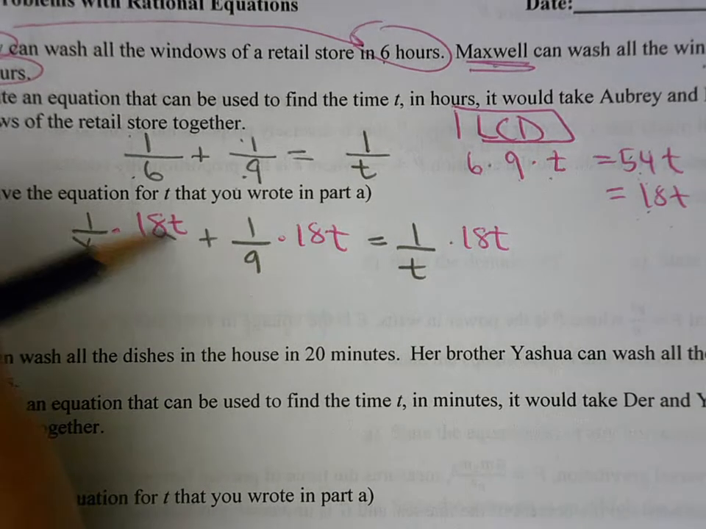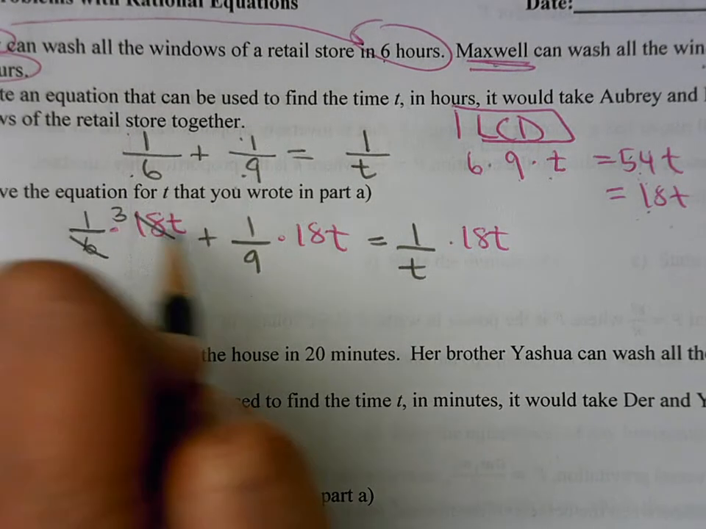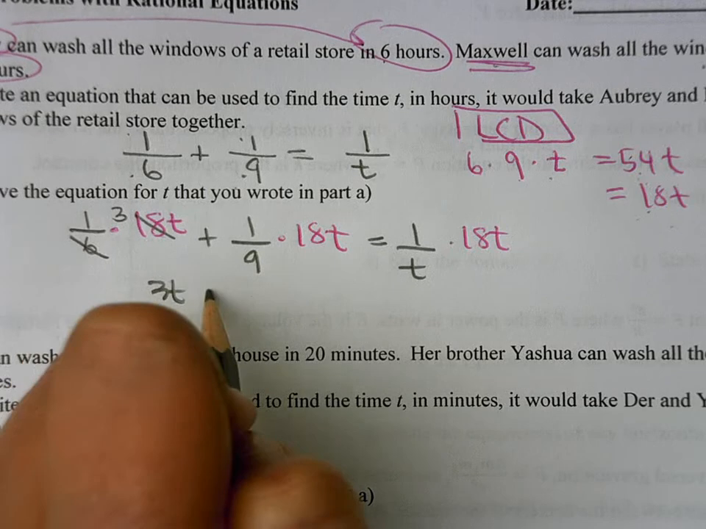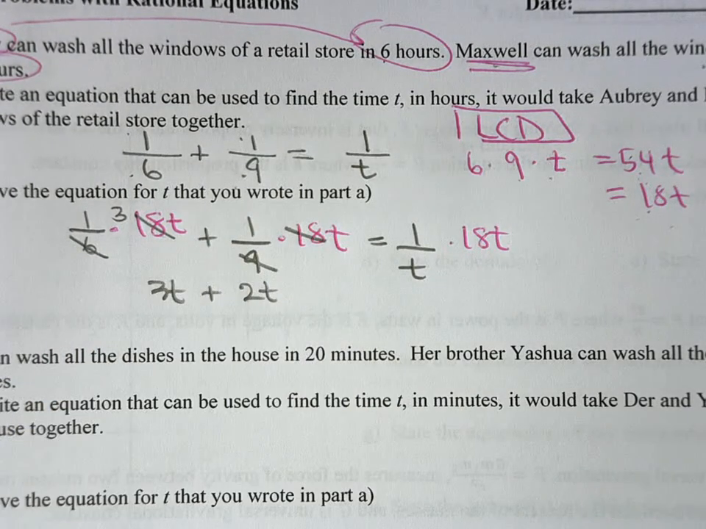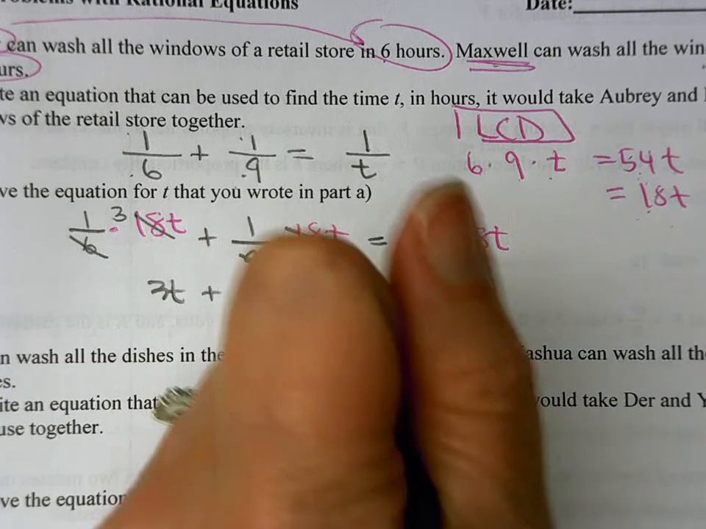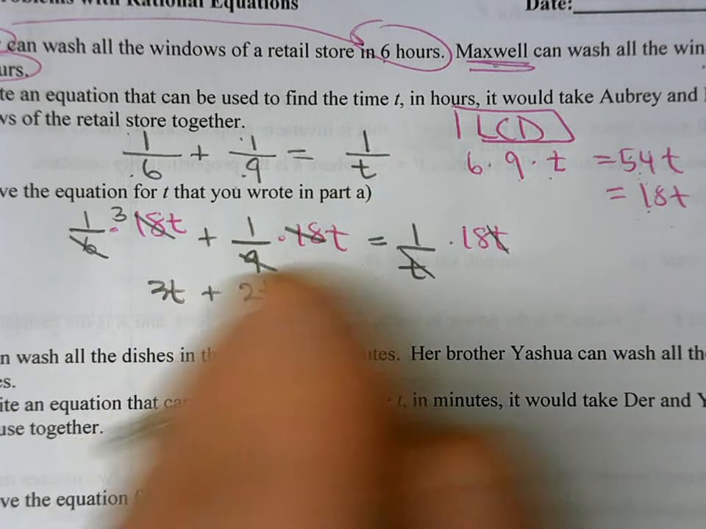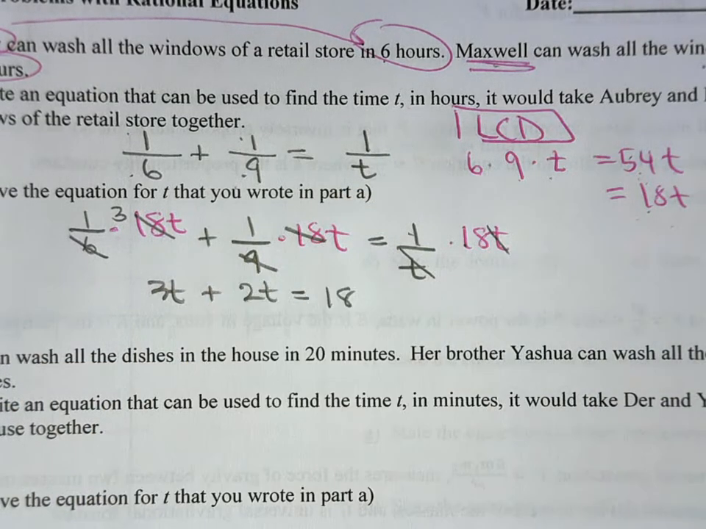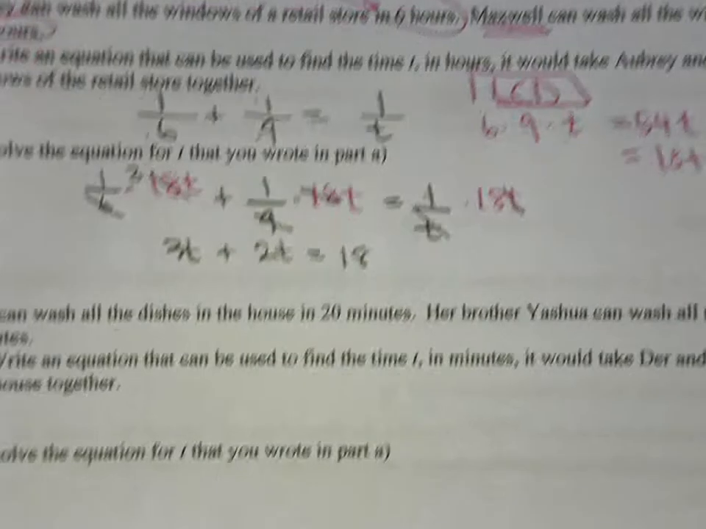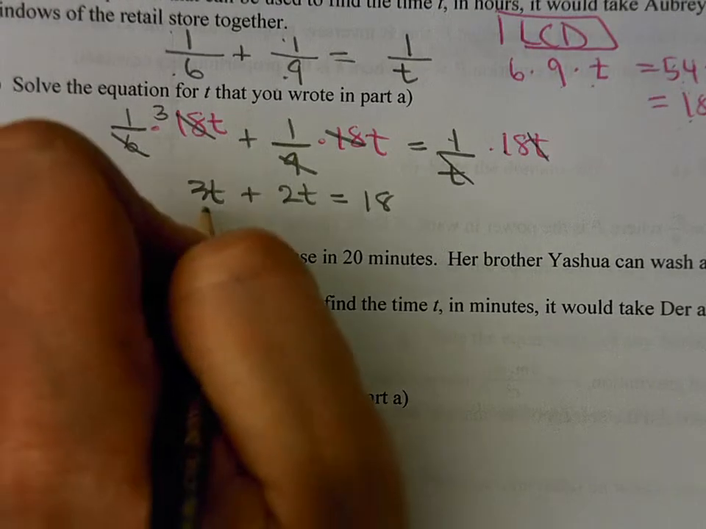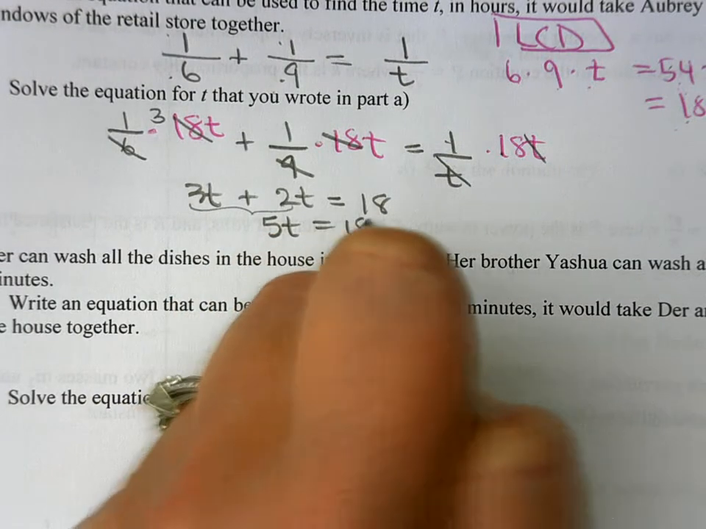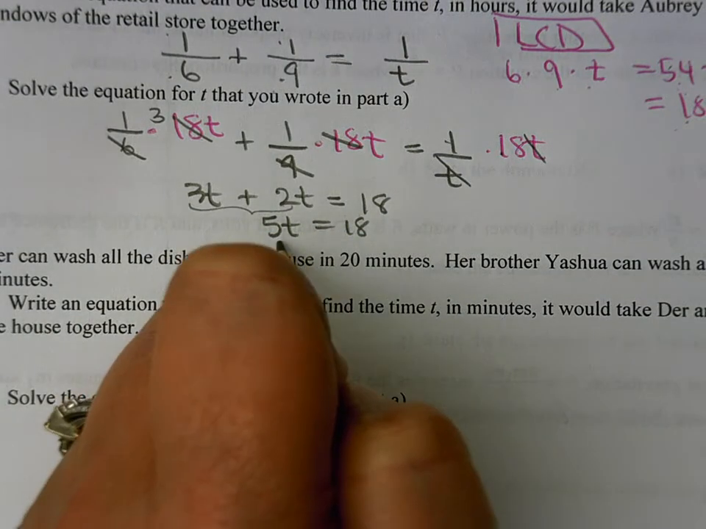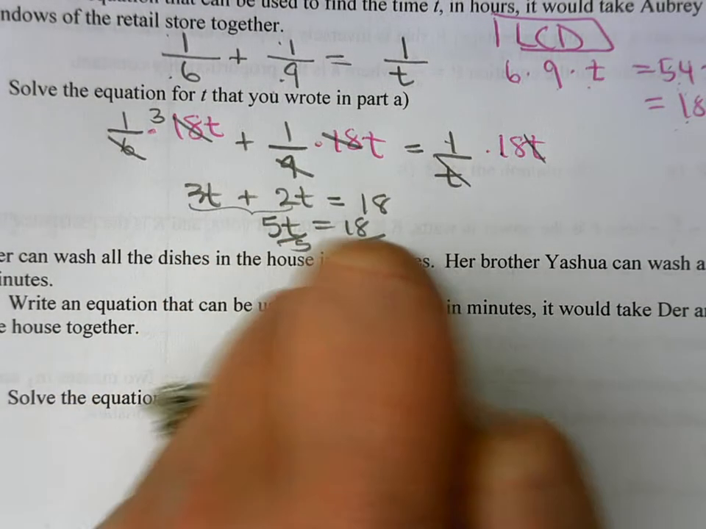So 6 goes into 18 3 times, so I'm left with 3T. 9 goes into 18 twice, so I'm left with 2T. And then the T's cancel, and 1 times 18 is 18. So combine like terms, that's 5T equals 18. And then to solve for T, I'm going to divide both sides by 5.